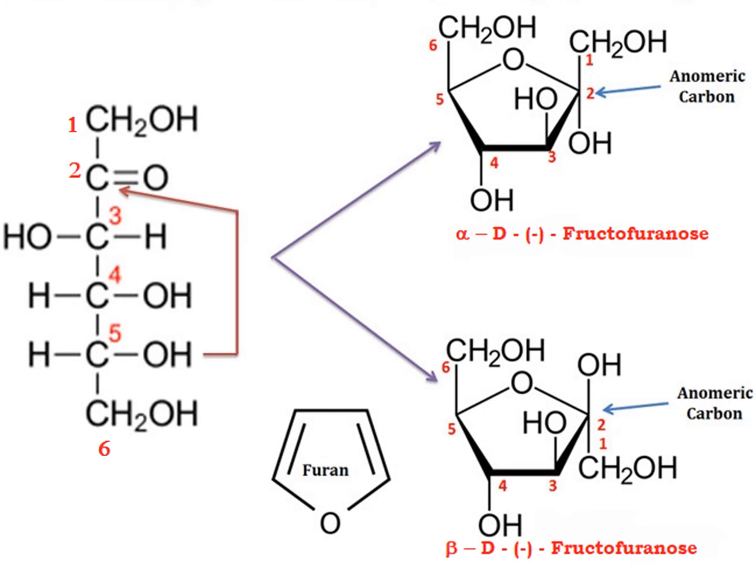Now talking about the anomeric carbon, over here you can see that C2 is a ketonic carbon, which on reaction with alcohol will lead to different configurations. That is, either the OH group can come on the right hand side or it can go on the left hand side, and that is why it is called the anomeric carbon. And students, alpha-D and beta-D-fructofuranose are called anomers of each other.